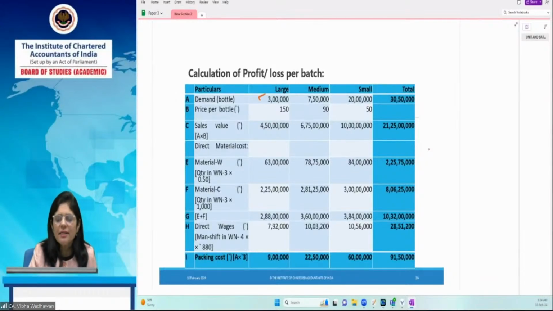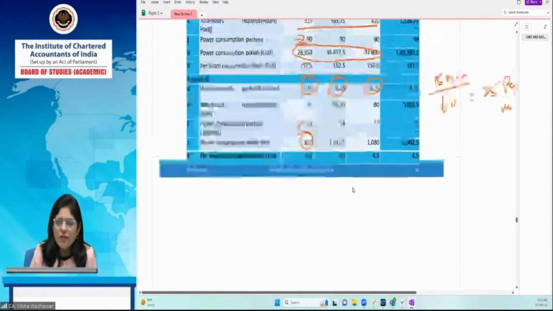Demand is 3 lakh bottle. And selling price per bottle is 150, 90 and 50, which is given in the question. I hope you've taken a note of the question. So it's very difficult to go to the question again 4 slides back. So this is the sales value. Clear? Now the material cost. So we had the quantity of material. We calculate the quantity of material.